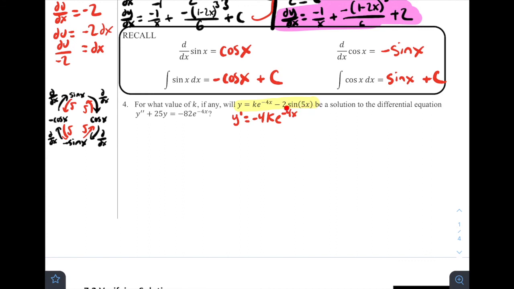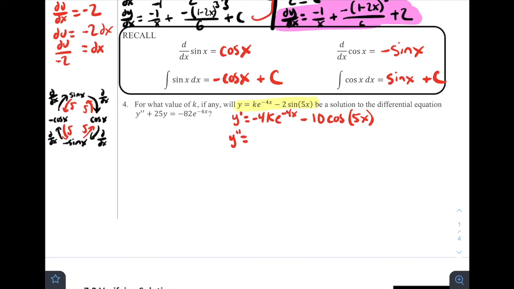Next, if we take the derivative of negative 2 sine of 5x, that 5x is an inside, and the derivative of that is 5. So that multiplies to the outside to give me negative 2 times 5, or negative 10, cosine of 5x, because we know the derivative of sine is cosine. And so that is our derivative equation for y. So that's y prime, but we need y double prime. So we're going to take the derivative again. We say y double prime is equal to the derivative of this part, which, because the negative 4x is inside the exponent, we do the chain rule.